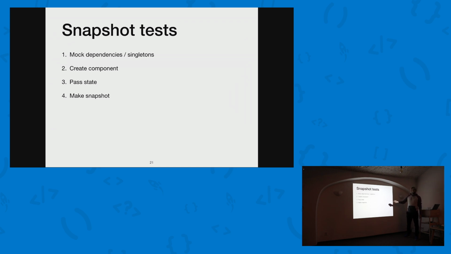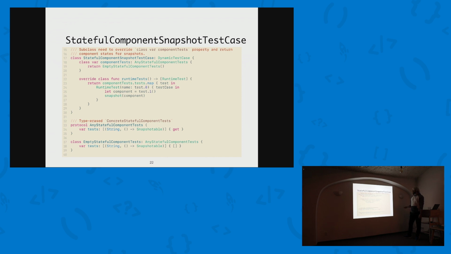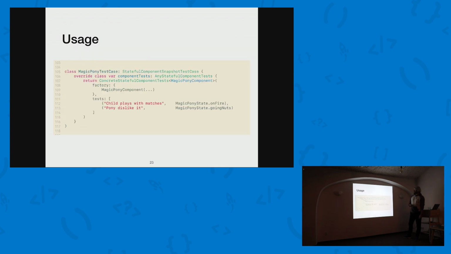We can generate it, like why not, yeah? So a stateful component snapshot test case was created. Basically, same stuff, component test, which maps everything, and here is how we use it. We have the same test, which writes something like what this test is doing, name of test, and some state for our component. And here is the factory for how to create it.